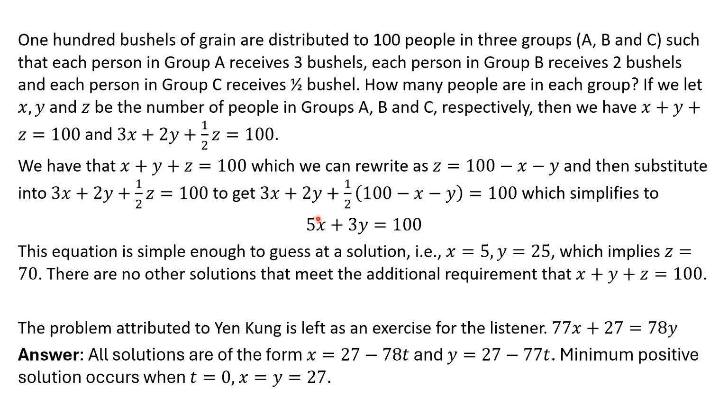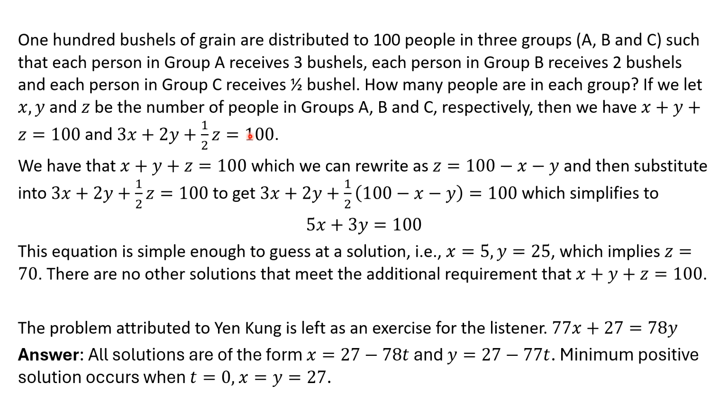And we would also find an initial solution. You can do that if you like, but it's a bit easier just to guess by examining this here. And you can see that if x is 5, you get 25 here, and then 3 times 25, if we let y equal 25, 3 times that is 75, and you get 100. And that would imply that z equals 100 minus 30, so that would be 70. And no other solutions meet the additional requirement of x plus y plus z equals 100. So that's our solution there.